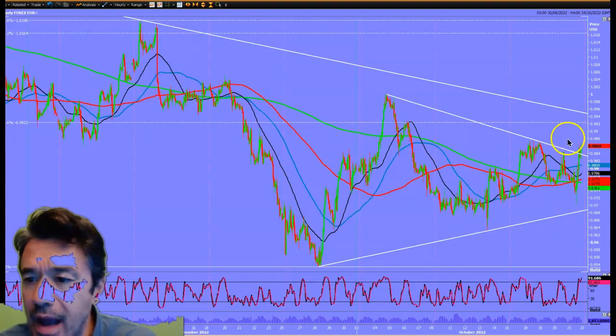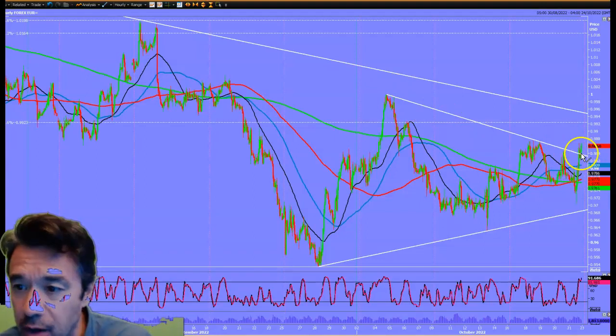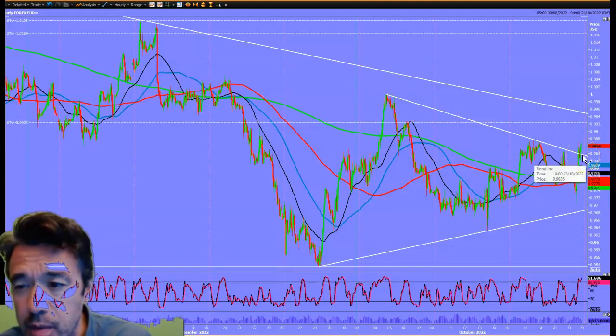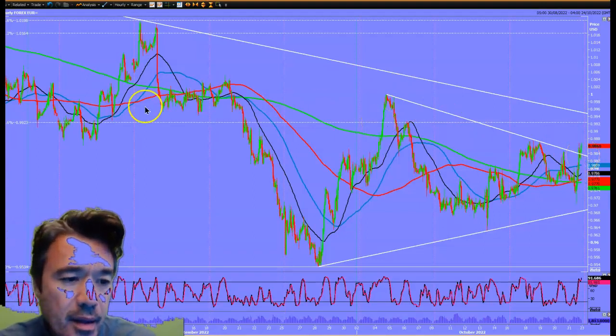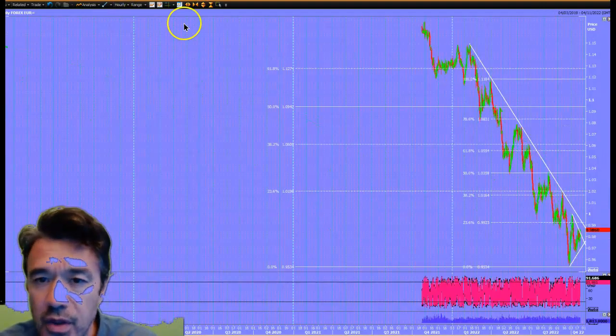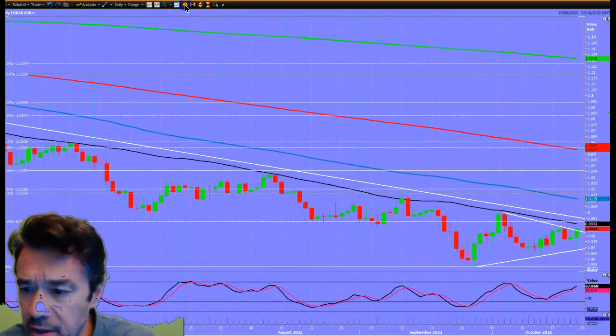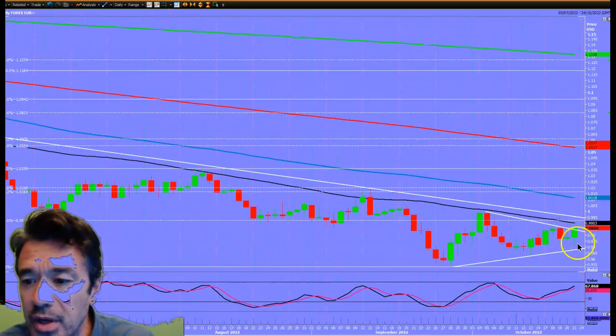Well, maybe we have the breakout already. We've just broken above what is a 3-week trend line and closed above it, and I wasn't sure that we would do that. So that gives me a more positive outlook for the start of this week for the euro versus the US dollar. Do we have the bullish engulfing candle? Yeah, we do. We have a bullish engulfing candle.